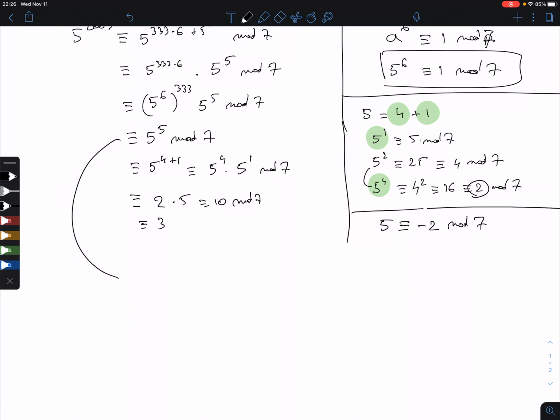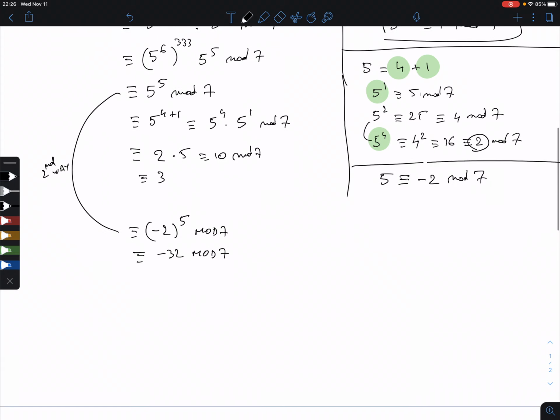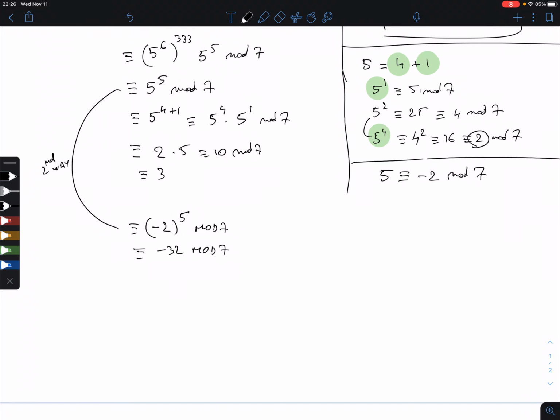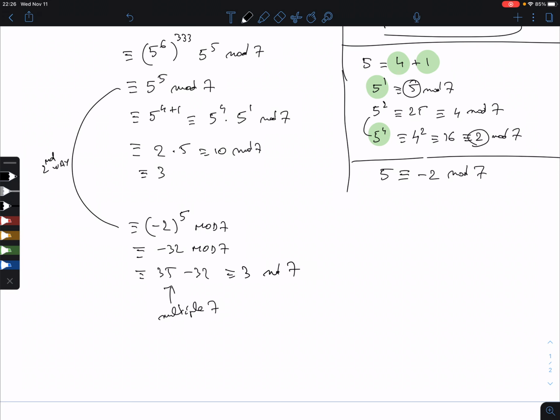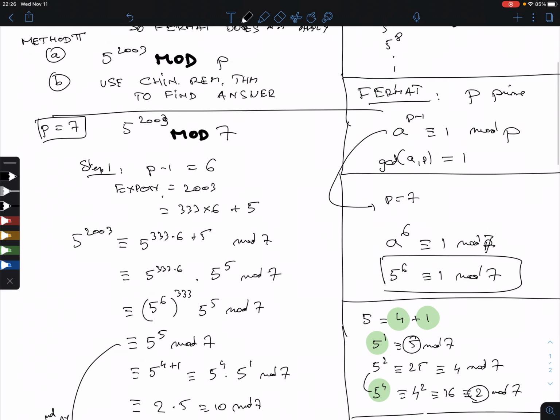And then this becomes minus 2 to the power 5 mod 7. But what is that? That is minus 32. It's a small number I can calculate in mod 7. Now, the only problem is that it's negative, so I have to add multiples of 7 until it's positive. And this would be, I add 35 to it. So this is a multiple of 7, right? I can add any multiple of 7, so this is, of course, 3. And that's, again, what we found. Okay, so the conclusion: we know that this is 3.